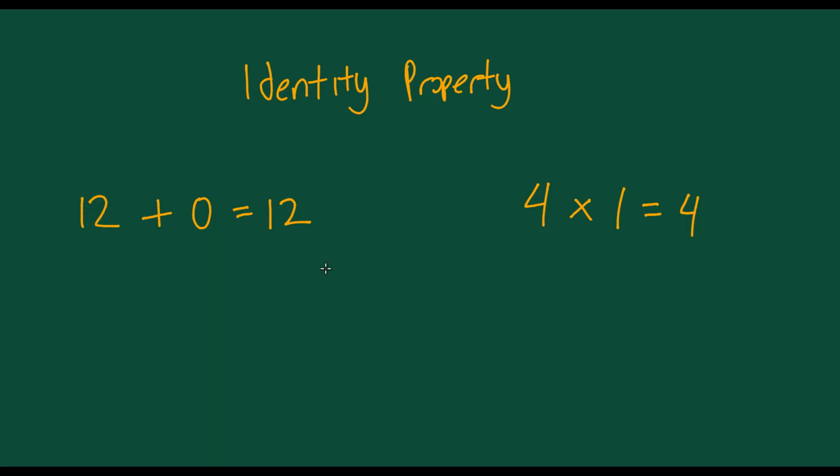Now, just looking at these, you may think, why would you need to know these? The reason is because they're used all the time. The identity property of addition shows up whenever you're solving equations. And the identity property of multiplication is very helpful when you're simplifying fractions. So let's take a look at the first one here.